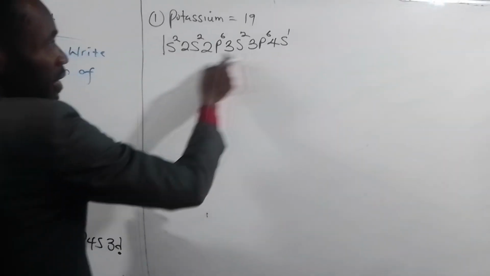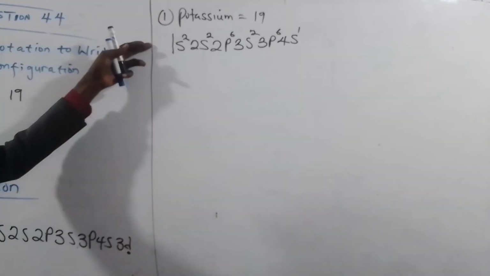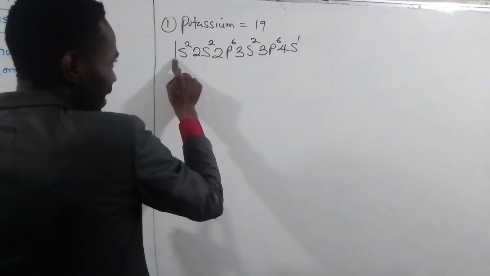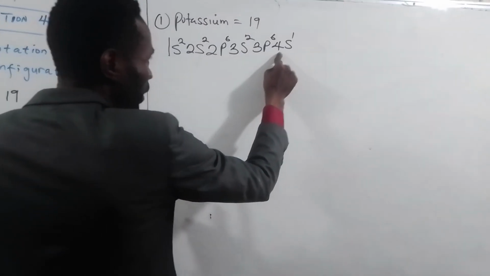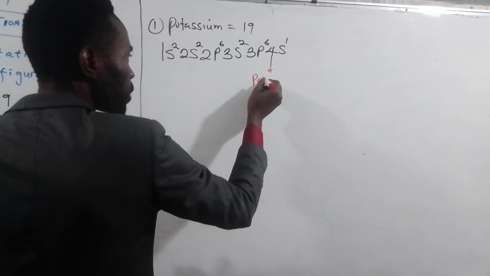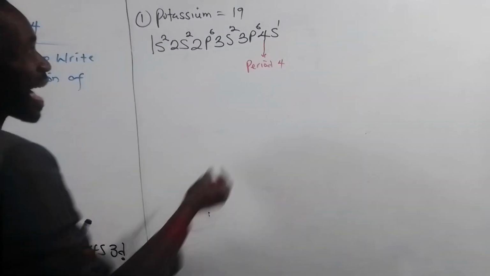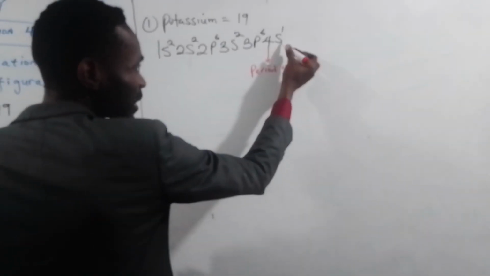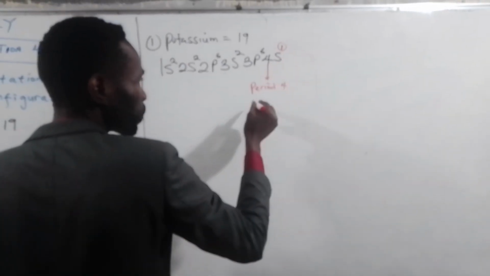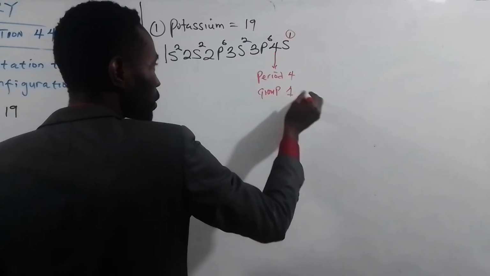Now, from what we have here, we can get the group and period to which potassium belongs. Take a look at it. The highest coefficient here in the numbering is 4. So potassium belongs to period 4 of the periodic table. And the superscript to the highest coefficient is 1. So potassium belongs to group 1 of the periodic table.